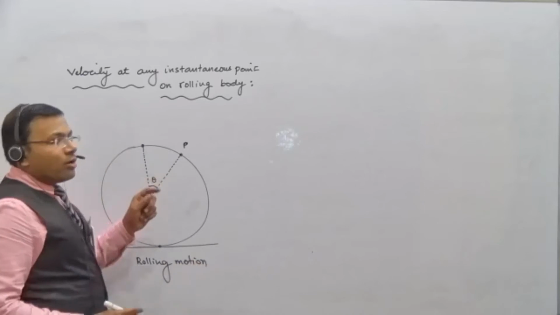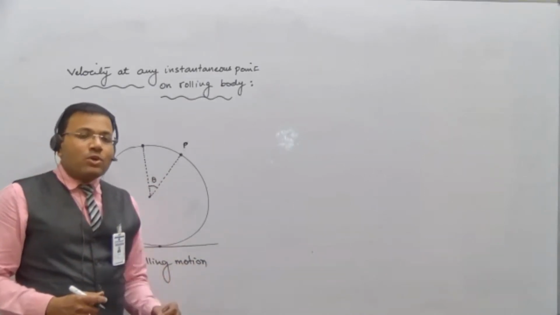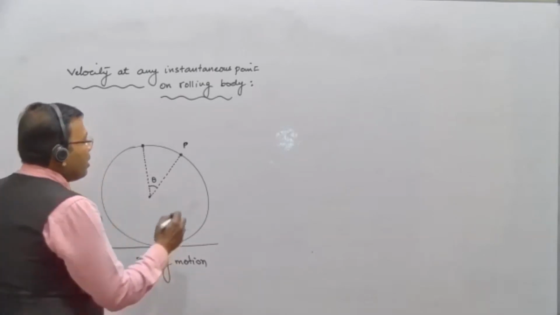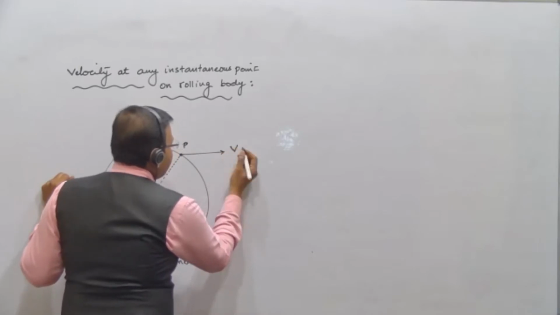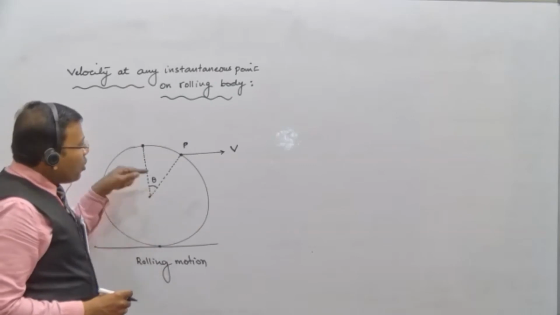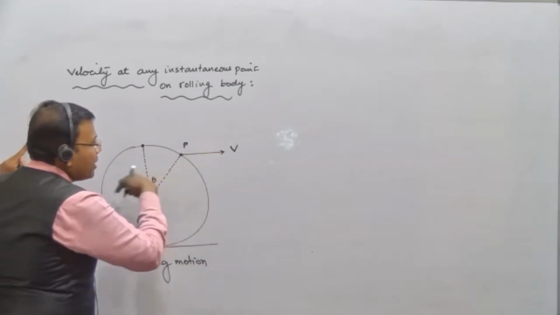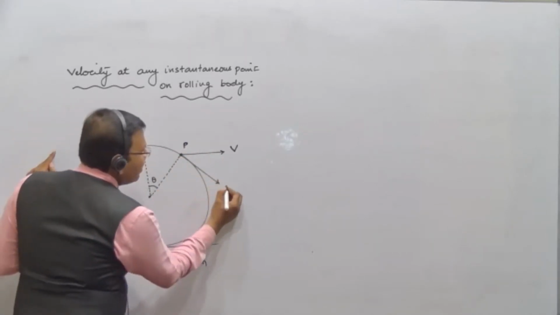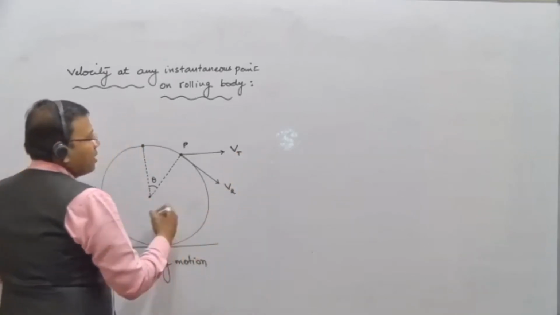So because of rolling motion, which means because of rotation, it has some velocity, and because of the translatory motion, it will have some velocity. For translational motion, I take this velocity v, and this v itself is nothing but the velocity of the center of mass. And because the body is rotating, it has a velocity due to the rotational motion, and this one is for translational.